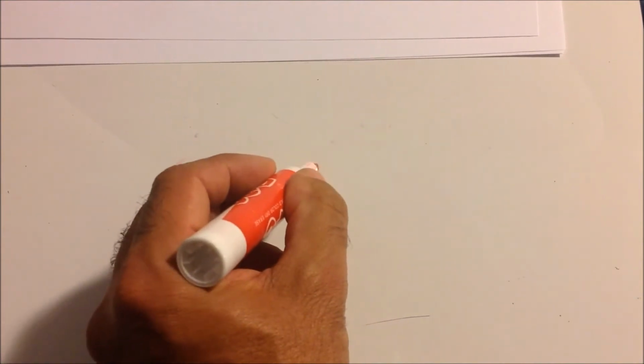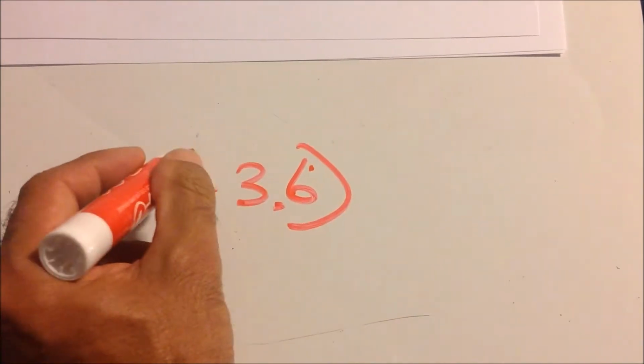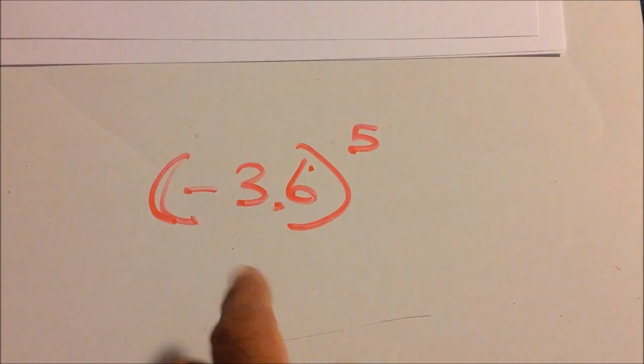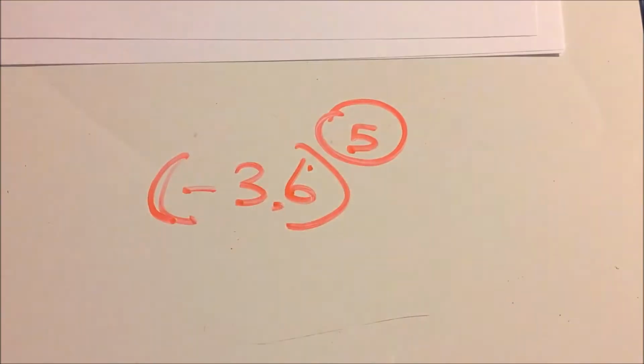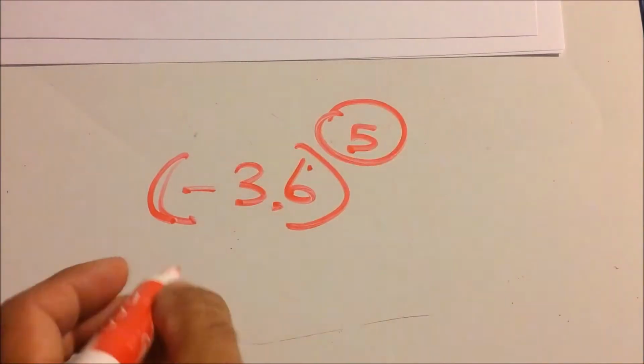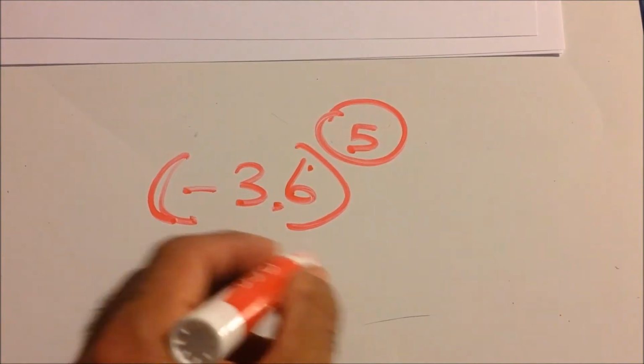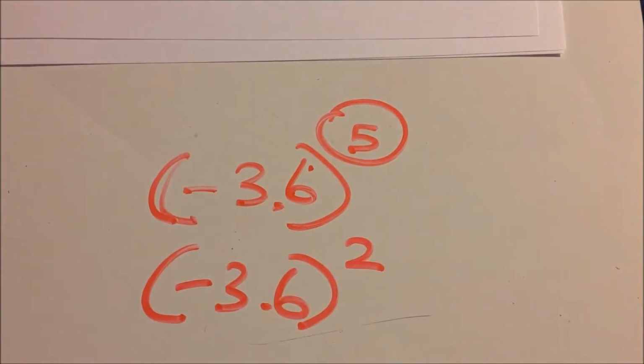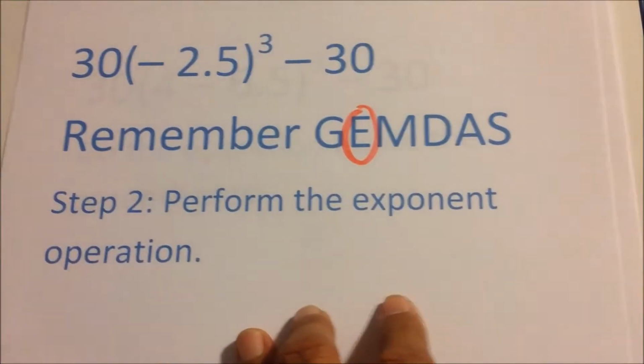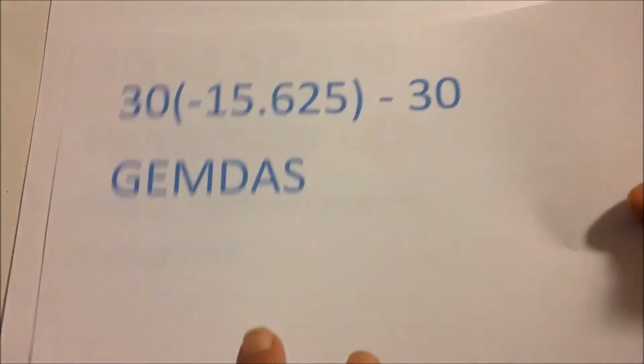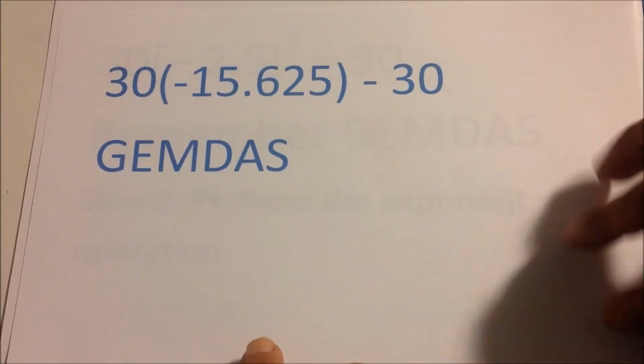So again, let me show you. Let's say we had negative 3.6 to the 5th power. You know the answer will be negative because you have an odd exponent. And if the exponent is even, you know it's going to be positive. And this is only when you have negatives. So we did the exponents and we got this. So what is the next step?